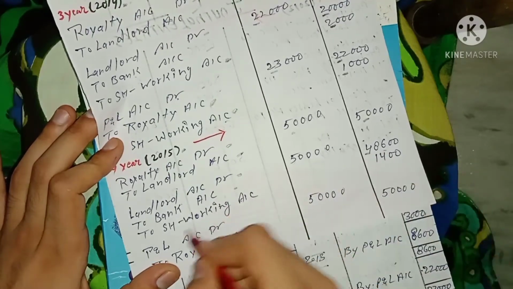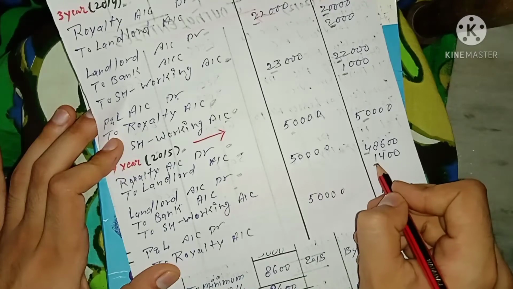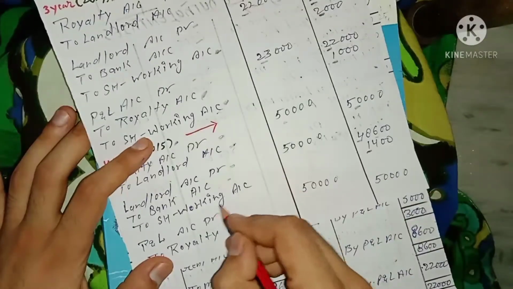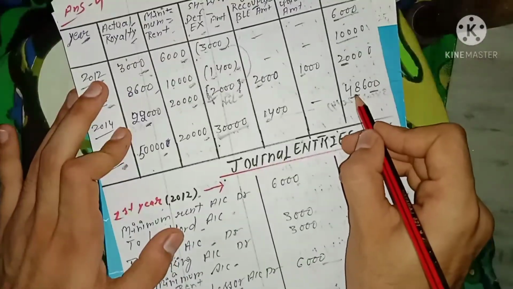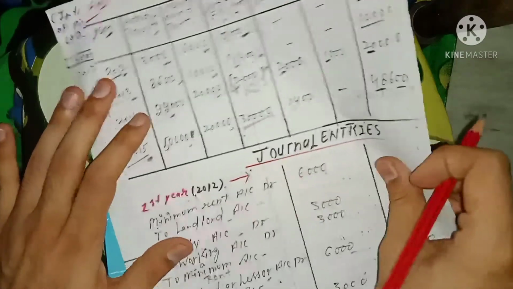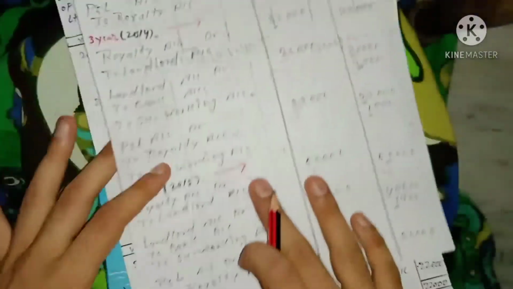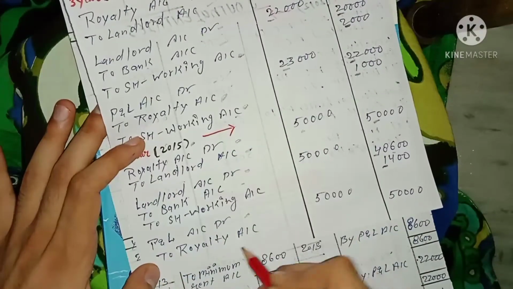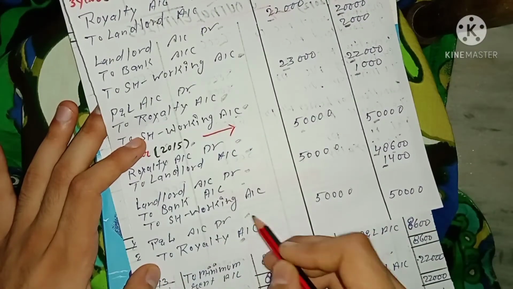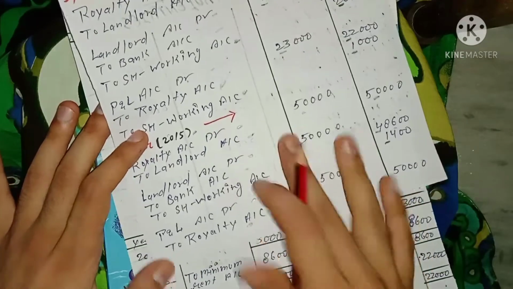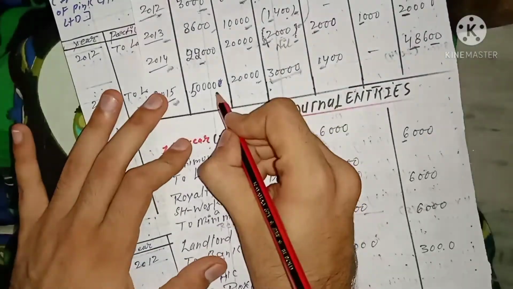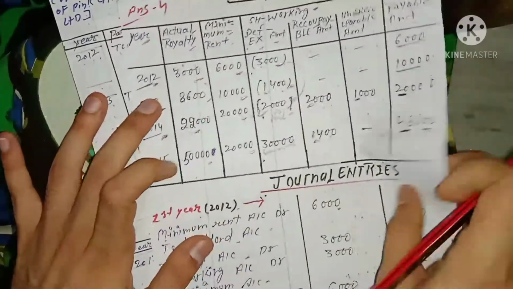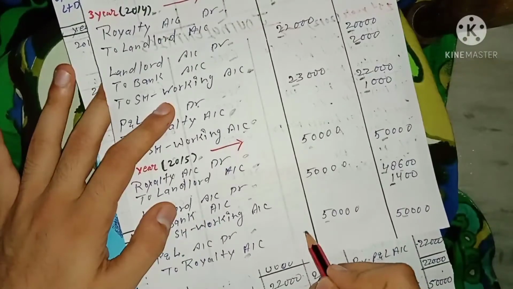48,600, and the short working account amount, whatever amount is recouped, short working of rupees 1,400. Here you can see in the year of 2015, 1,400, and payment made to the lessor of rupees 48,600. And simply in the end you just have to charge your royalty amount as an expense to the P&L account. 50,000, 15,000. Here you can see 50,000 of actual royalty, and here again we have this amount 15,000, 50,000.